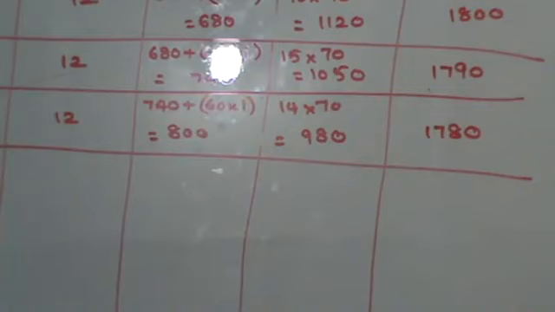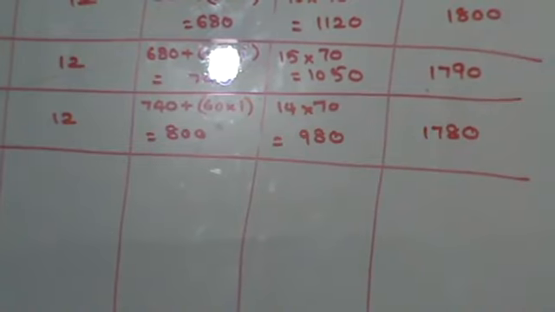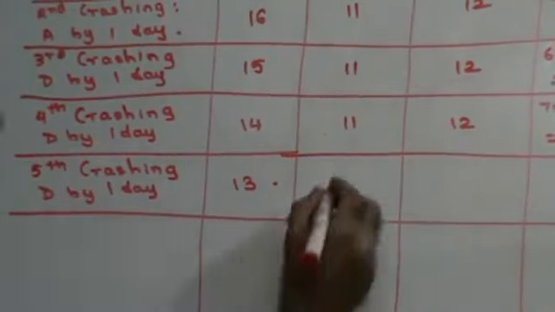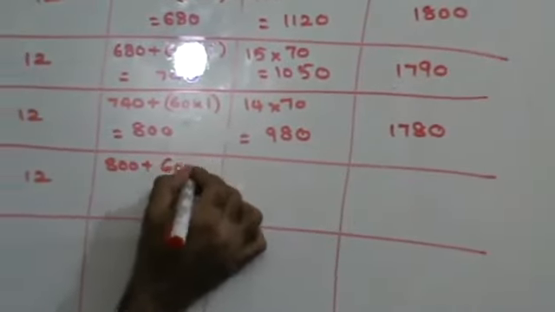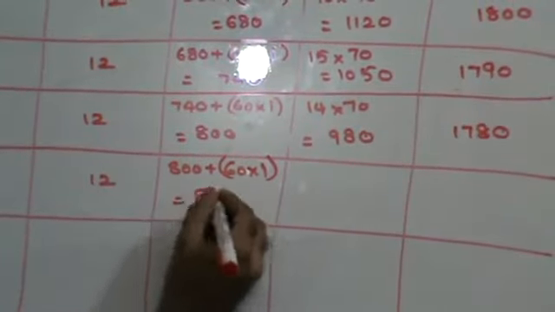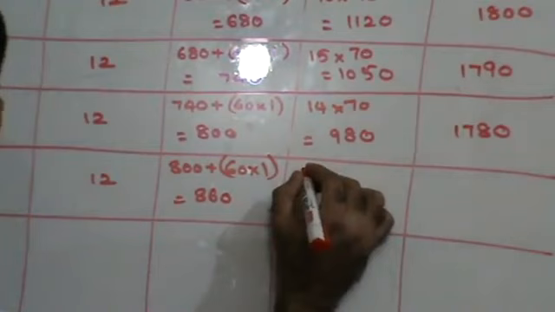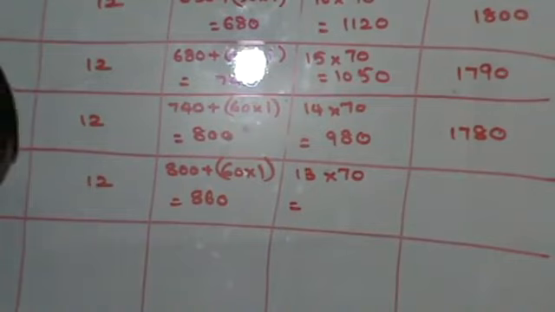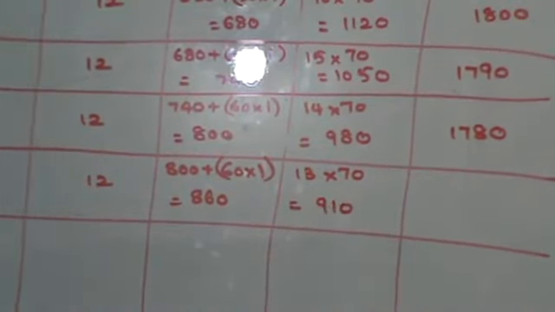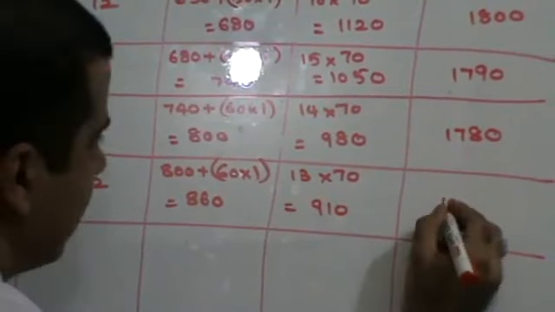Fifth crashing, D by 1 day. Right? Instead of 14, this will become 13. Fine. So in that case, I already was spending 800 rupees. My crashing cost of D is 60 rupees per day. This becomes 860. Right? Now I'm finishing the project in 13 days. 13 into 17. So that is going to be nothing but 910. When you add this 860 and 910, you will get 1770.